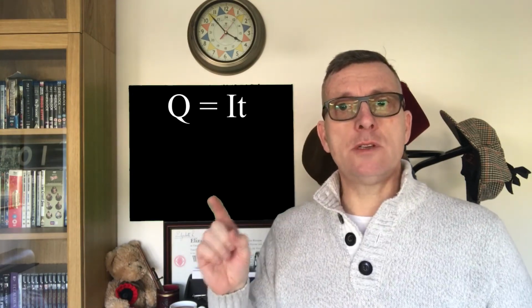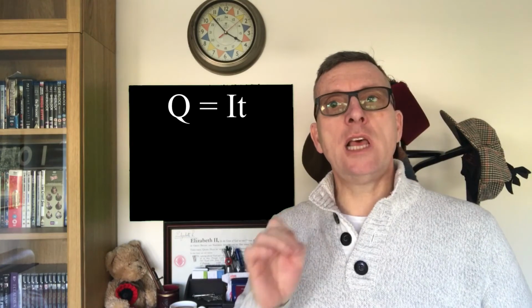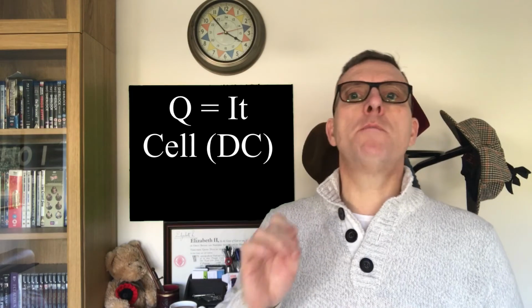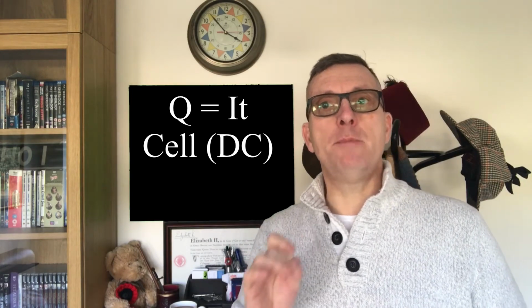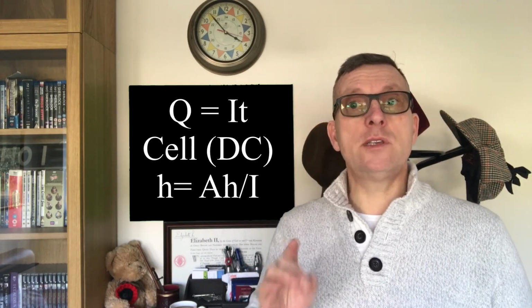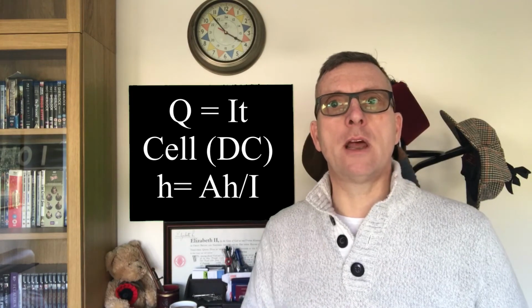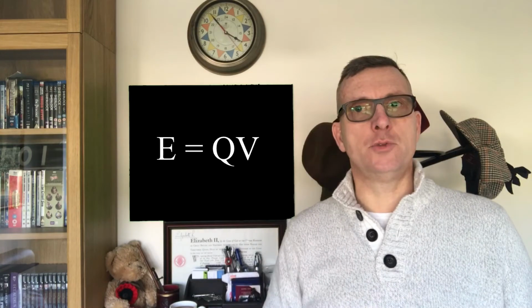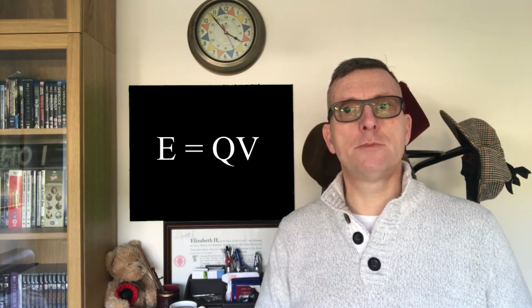To sum up then, charge equals current times time, a cell produces direct current, and the number of hours a battery can power a device can be calculated using hours equals amp hours divided by the current supplied. The energy transformed is equal to the potential difference multiplied by the charge. Ammeters measure current and voltmeters measure potential difference. Well, that's the basis of circuits.